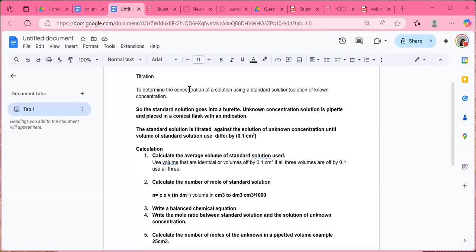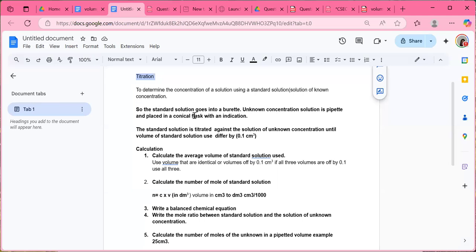All right, so we're going to be looking at titration. I'm going to be answering some titration questions. The purpose of a titration is to determine the concentration of a solution using a standard solution. So we have a solution that we don't know its concentration, and we're going to use a solution of known concentration to determine the concentration of the solution.